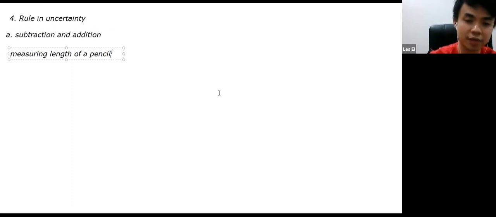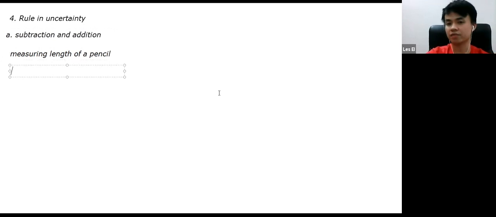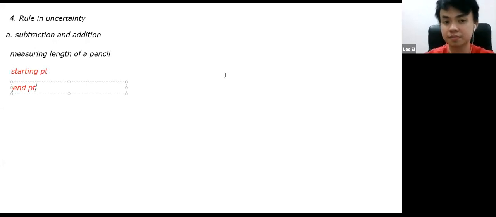Actually, if you measure the length of a pencil, there are 2 readings that you have to take. Why should you take 2 readings? The first one is the starting point, and the last one is the end point. You should read at the beginning and you should read at the end, right? And then you subtract both of them, isn't it? To give you the length of the pencil.